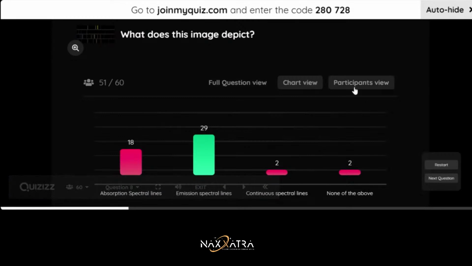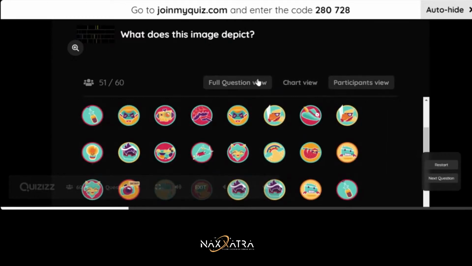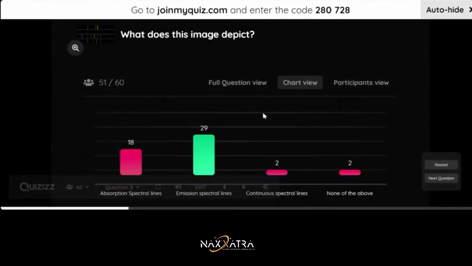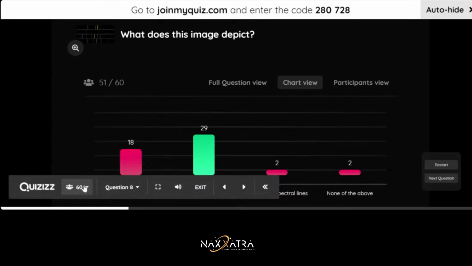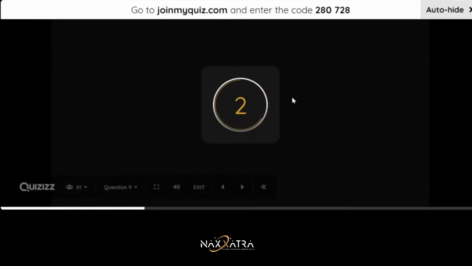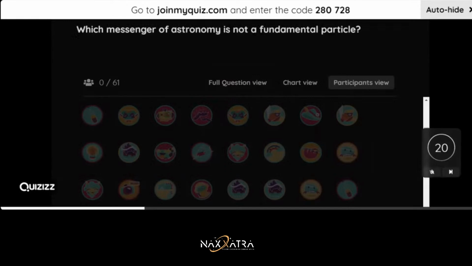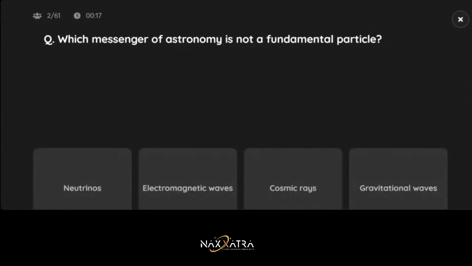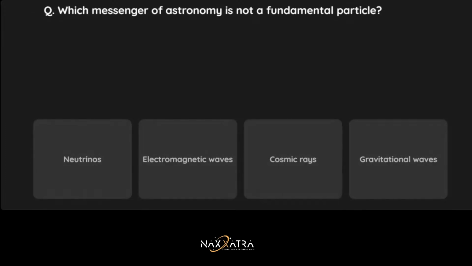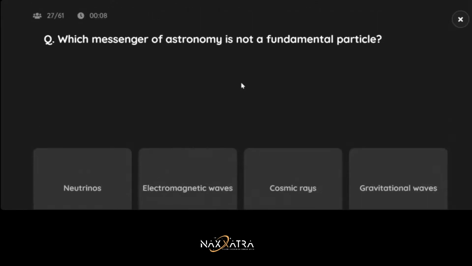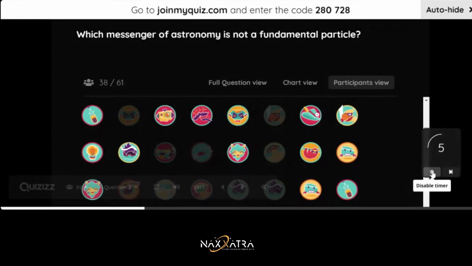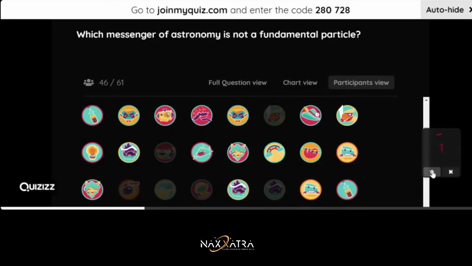So now if you go to the leaderboard, actually I'm not getting the leaderboard. Let us see. Now next question. Which messenger of astronomy is not a fundamental particle? Neutrino, electromagnetic waves, cosmic rays, gravitational waves. Fast. The timer is about to end. So I'll end the question.